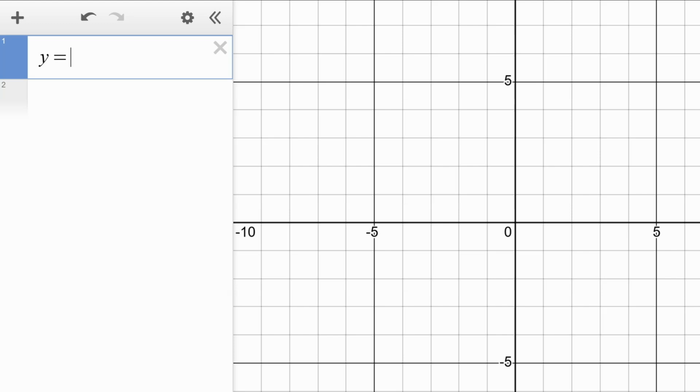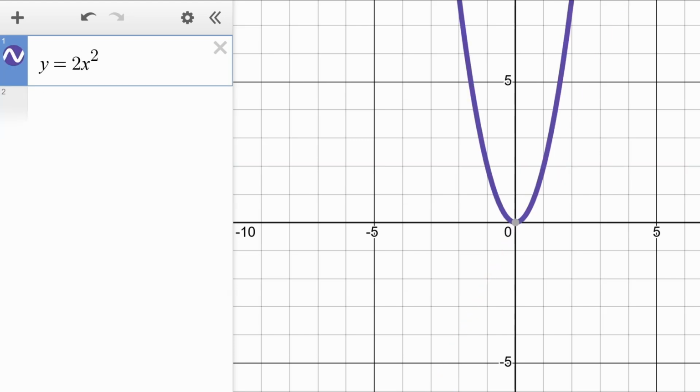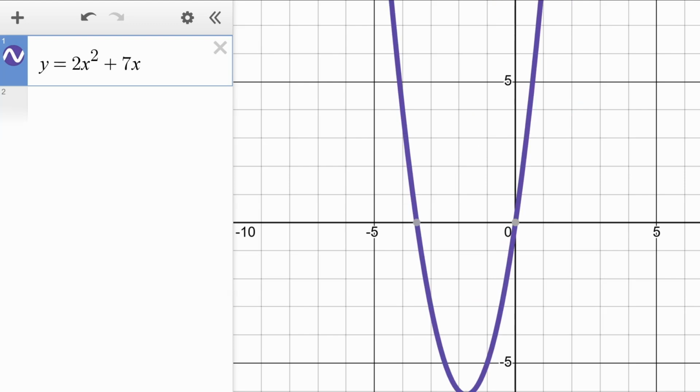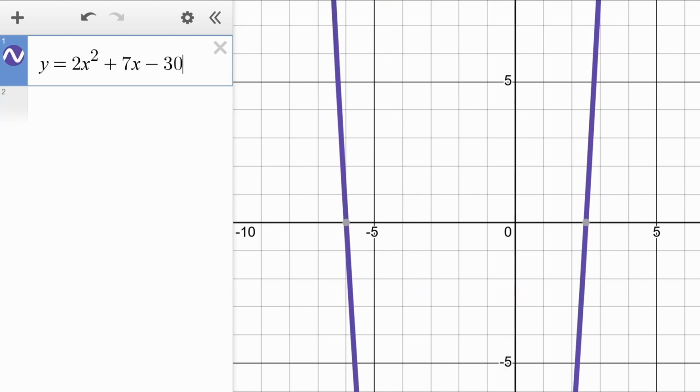So we can start by putting in our function, y equals 2x squared plus 7x minus 30. And then we can look at the graph. We can see some of the graph, but we can't see enough of the graph to get all of the important information that we want. So we're going to have to change the dimensions of the grid here so that we can see more of the graph.